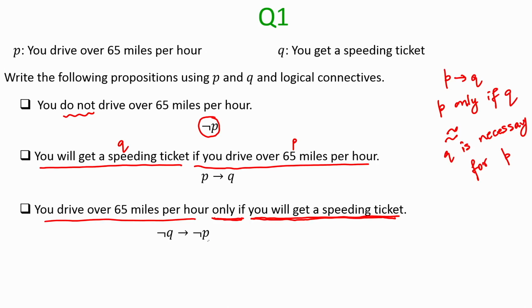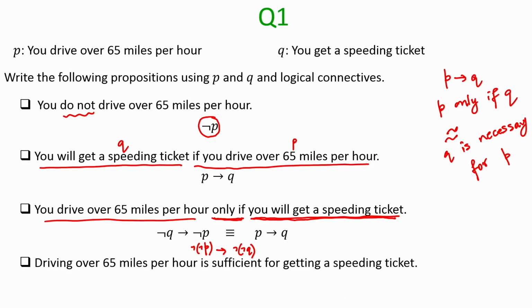So, that is why this statement can be represented by negation q implies negation p, and remember that the contrapositive of an implication is equivalent to the original implication. So, what will be the contrapositive of this implication? It will be negation of p implies negation of q, and if you take negation inside, you get p implies q. The last statement we want to represent here is driving over 65 miles per hour is sufficient for getting a speeding ticket. Okay.